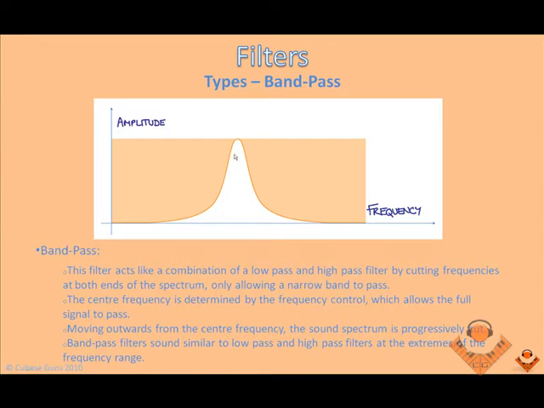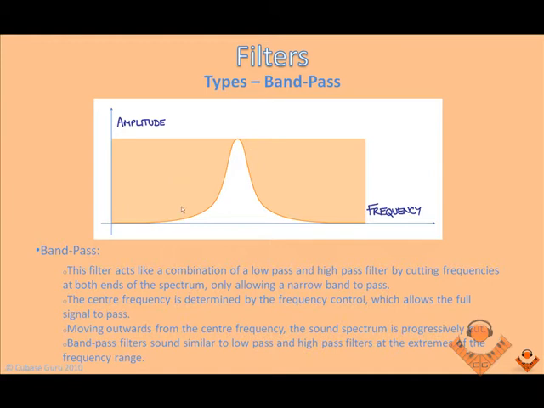Okay, the next section I wanted to talk to you about is the bandpass filter. Now, this is easier to show you on this diagram than it is on anything else. I'll have a go at it on one of the other tools I've got, but it's much easier to explain it here because it is so self-explanatory. Okay, the bandpass filter. This filter acts like a combination of a low-pass and a high-pass filter by cutting frequencies at both ends of the spectrum, only allowing a narrow band to pass, hence the name bandpass.